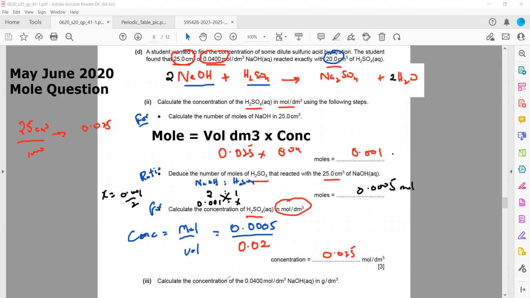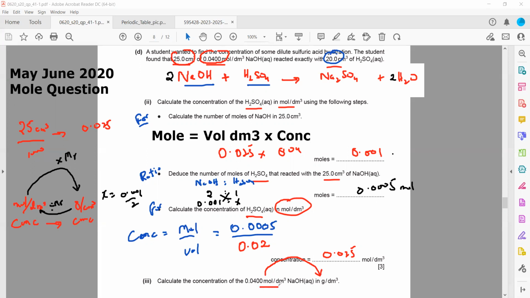The last part: calculate the concentration of 0.04 mol/dm³ in g/dm³. So we want to convert the concentration from mol/dm³ to g/dm³. Remember, if you want to convert the concentration, we only have to change the unit. Concentration can be in moles per dm³, or concentration can be grams per dm³. So if you want to convert moles per dm³ into grams per dm³, we multiply by molar mass. If you want to convert grams per dm³ into moles per dm³, we divide by molar mass.